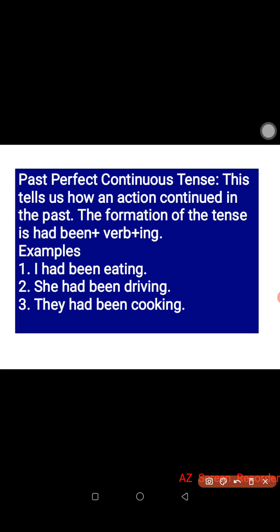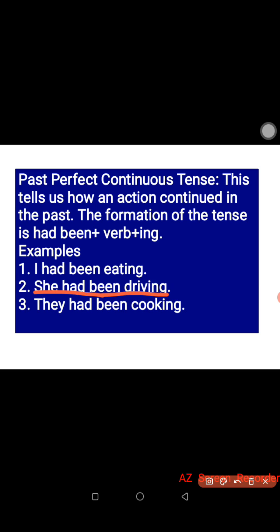And then example 2. She had been driving. That means she had been driving before. Remember, this tense is different from she has been driving. She has been driving falls under present perfect continuous tense. But she had been driving falls under past perfect continuous tense, talking about an action that happened in the past.